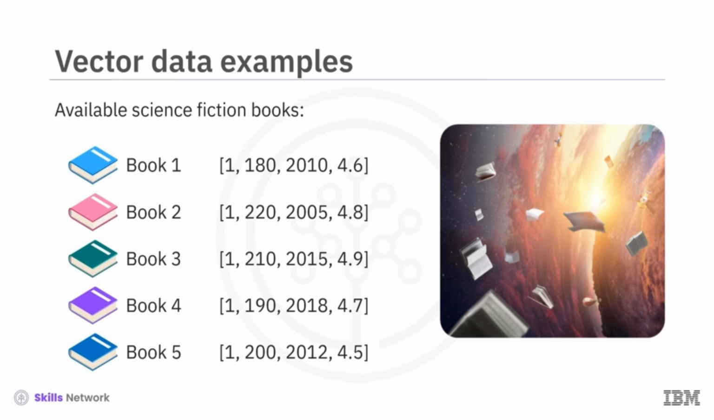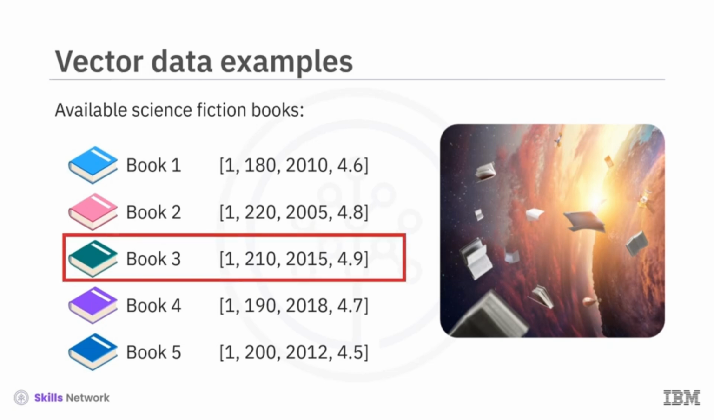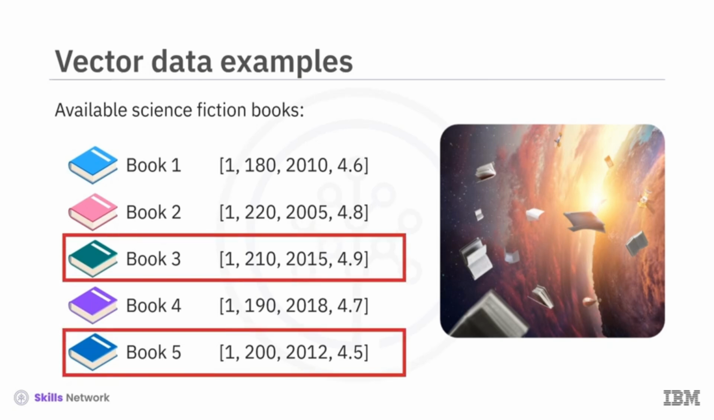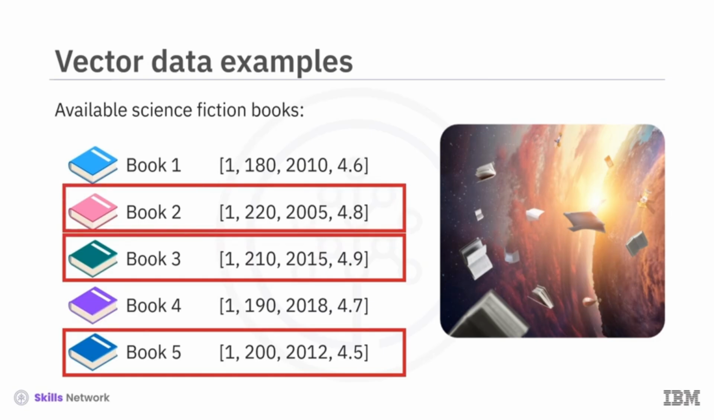Rather than searching the entire platform, these vector points provide a better experience and help you locate science fiction books with approximately 200 pages, with a rating between 4.7 and 5.0.